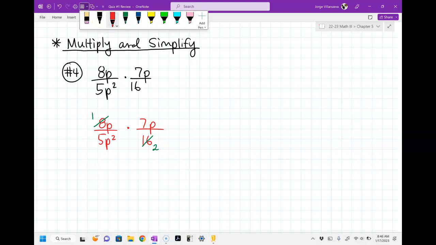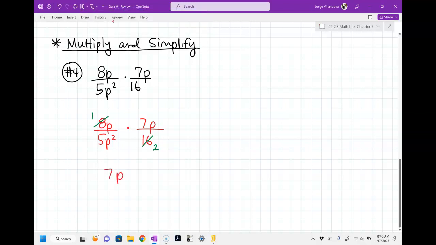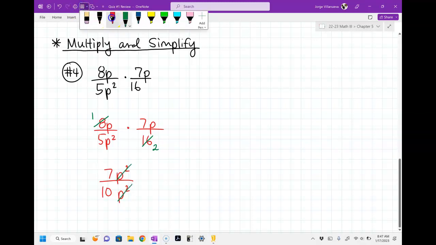So the top left times the top right of the fraction. 1p times 7p is 7p squared. Now the bottom left times the bottom right. 5p squared times 2 is 10p squared. Can I cancel anything? The p squares, right? So let's get rid of those. And I just get a 7 over 10.